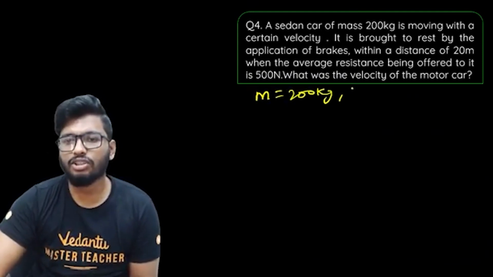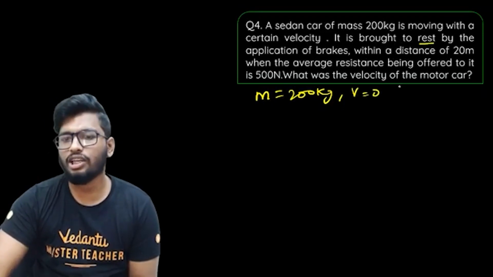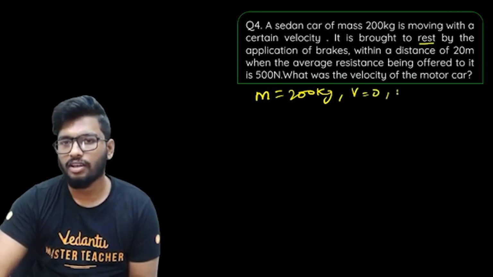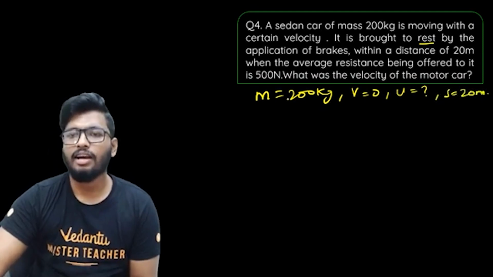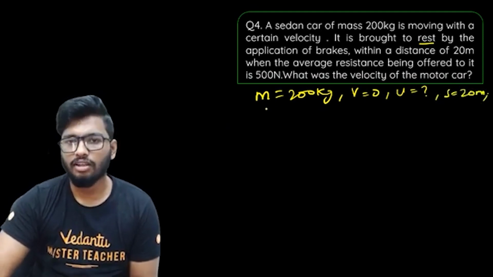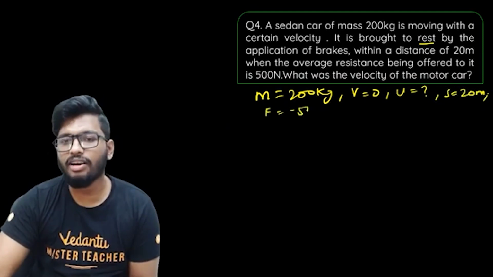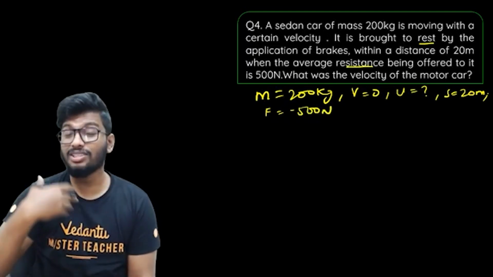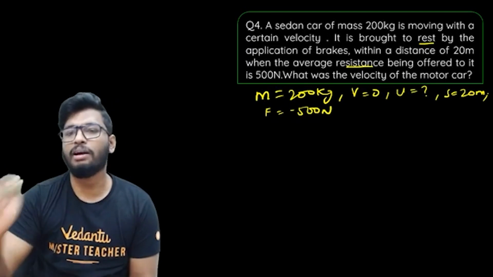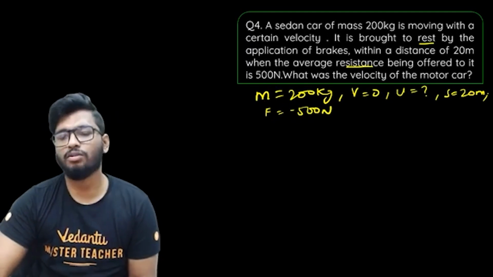Alright, so final velocity is equal to 0 because the body has come to a state of rest. So what will be the initial velocity? That is what you're supposed to find out first. Distance is given as 20 meter and the force is equal to minus 500 Newton. Why minus 500? Because that is a resistive force, in other words, the frictional force acting on it. So it's minus 500 Newton. What is the velocity of the motor car?